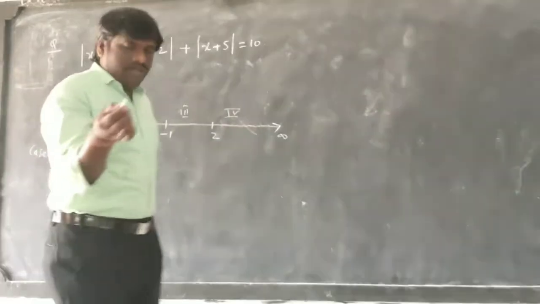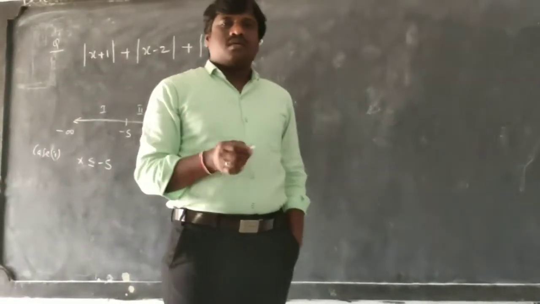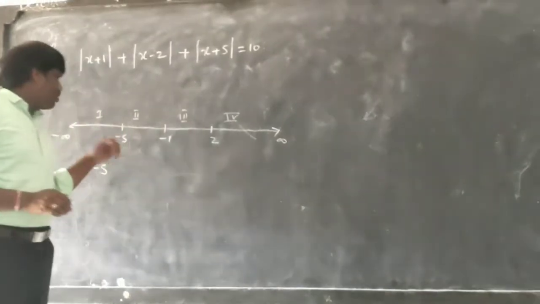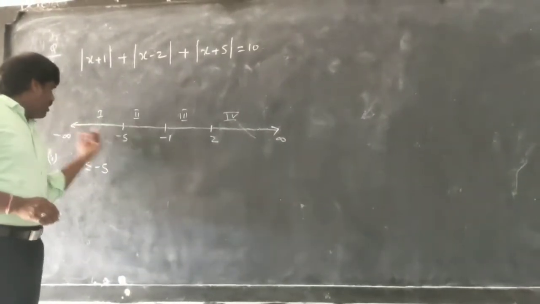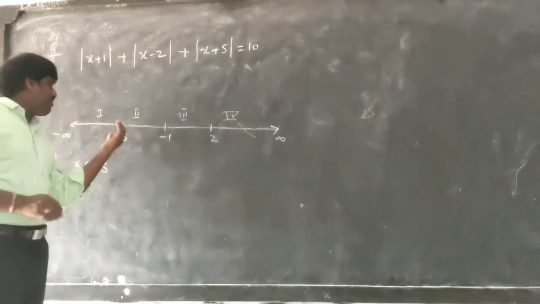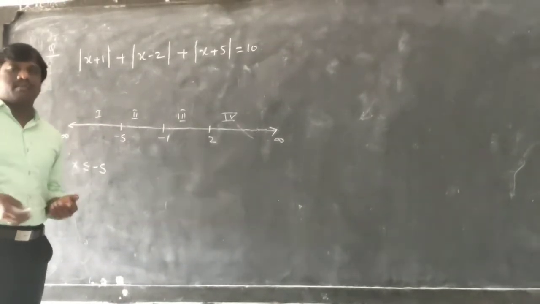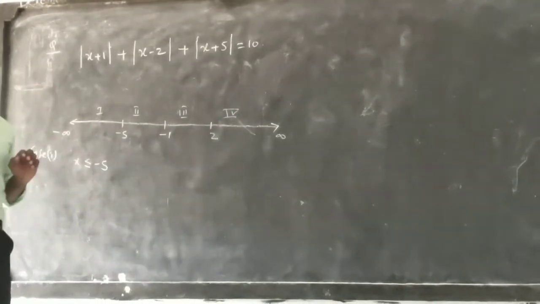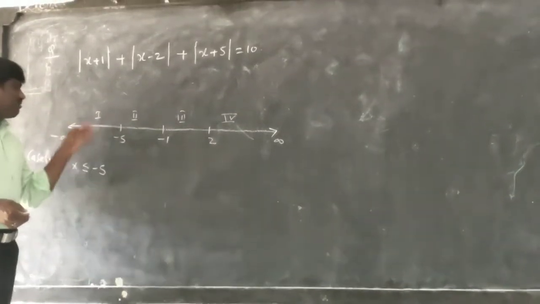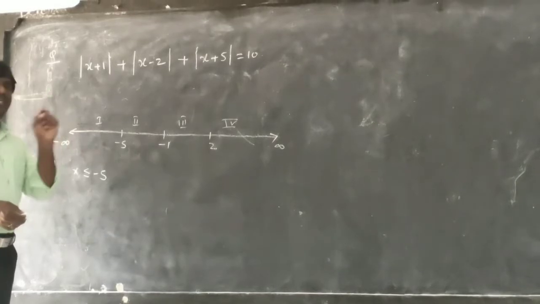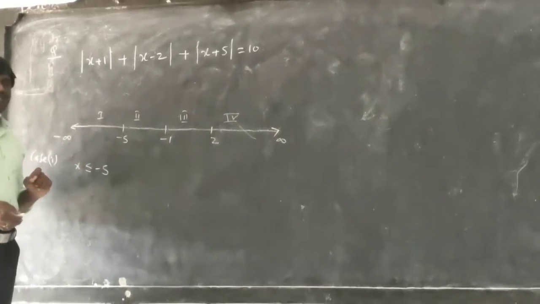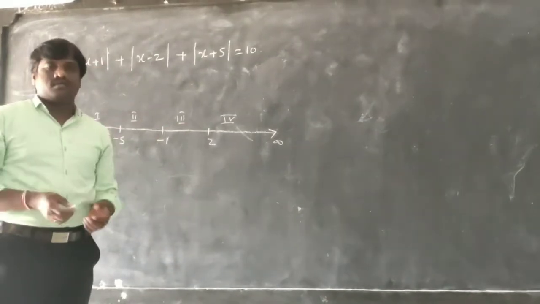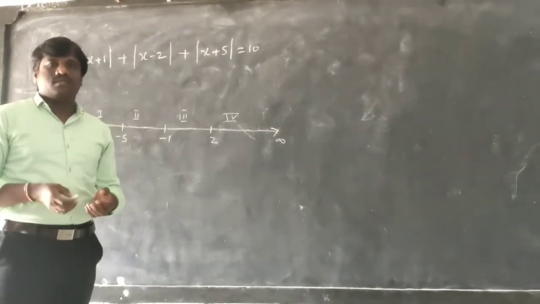One of the students asked what this is. This is a very simple thing; you should know it. What are the values less than minus 5? You can take minus 6, minus 7, anything. Take one number, that is minus 6. See, the main point is whether each modulus opens positive or negative.